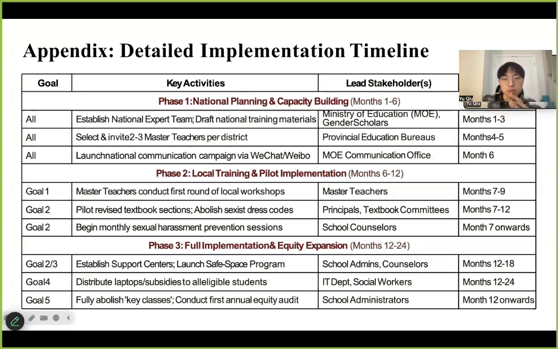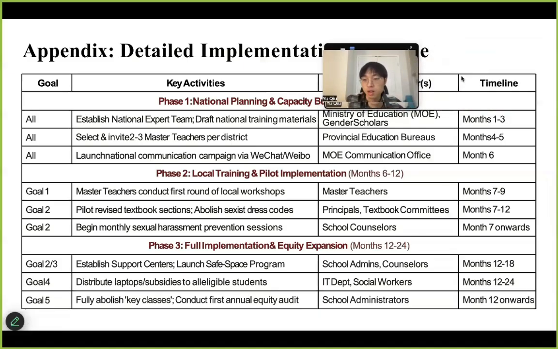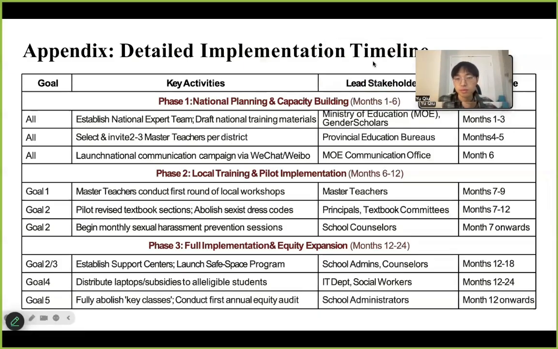As you can see, the detailed implementation timeline. There are 3 phases of the implementation, as I just mentioned, and there are different key activities. For example, phase 1: establish national expert team, draft national training programs, and invite 2 master teachers per district. And there are lead stakeholders, for example, Ministry of Education, gender scholars, and these are the timelines. So hopefully, through my ideal action plan, we can contribute a better or more equitable education in China.